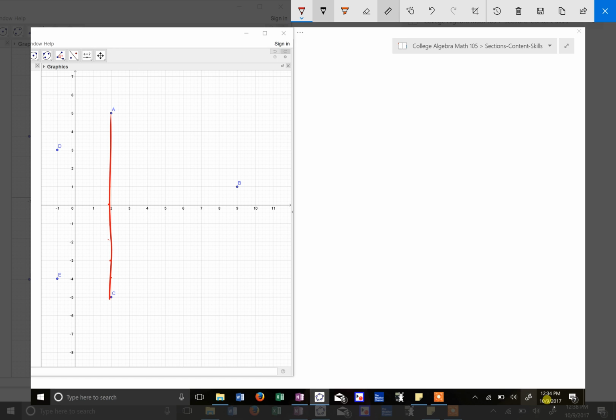That's it. If I were to use the distance formula, I'd get the square root of, well, my x2 minus my x1, this is 2, 5, and this is 2, negative 5. That would be 0, plus 5 minus a negative 5 squared, which becomes 10 squared. Distance equals the square root of 100, and the distance equals 10.